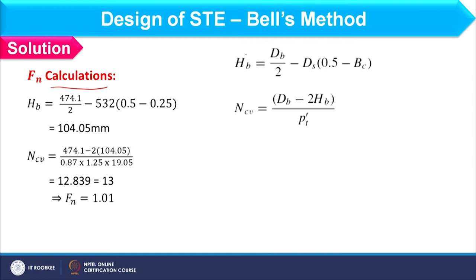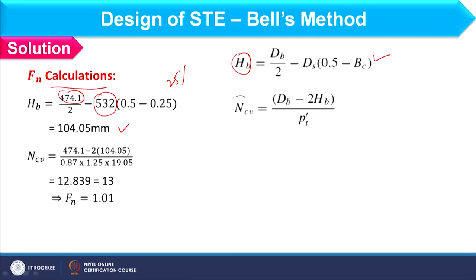So to find out NCV, we should consider Hb. So first of all, I will find out HB using this expression. So bundle diameter you have already calculated and the shell diameter. 0.5 into 0.25 because I am considering baffle spacing as 25%. So considering all these values, you can find out HB as 104.05 mm.